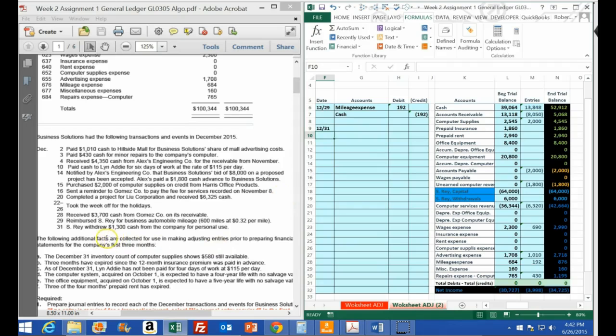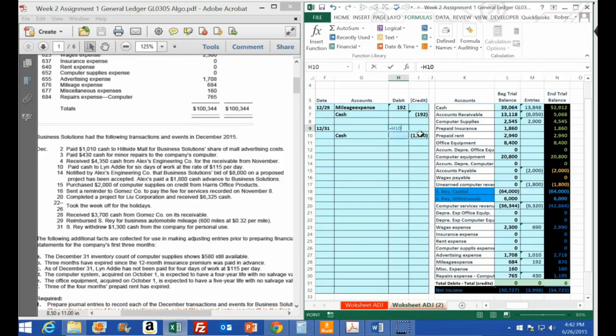And the owner withdrew 1,300 cash from the company for personal use. Okay, so is cash affected? Yes, the owner took it out, therefore the cash is going to go down. How do we make something go down? We do the opposite thing to it, which in this case would be a credit to cash of 1300.